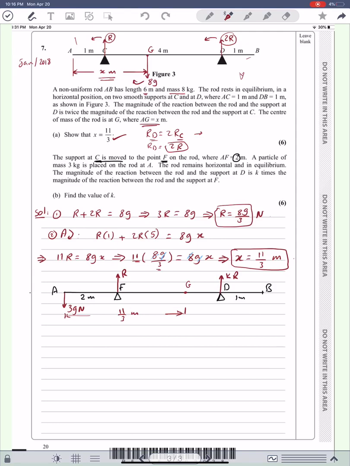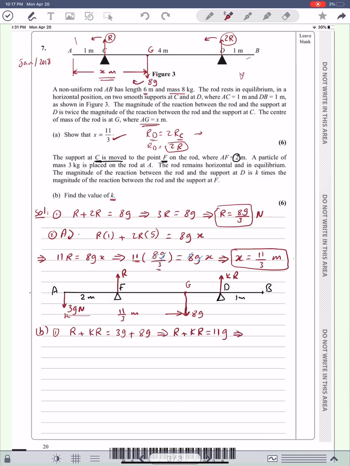He wants the value of K. We do the same, dear engineers. For the solution for part B, what do I mean by the same? Equating the forces: R plus KR is equal to 3G, and of course don't forget the 8G, the weight of the plank or the rod, plus 8G. This will give me that R plus KR is equal to 11G.